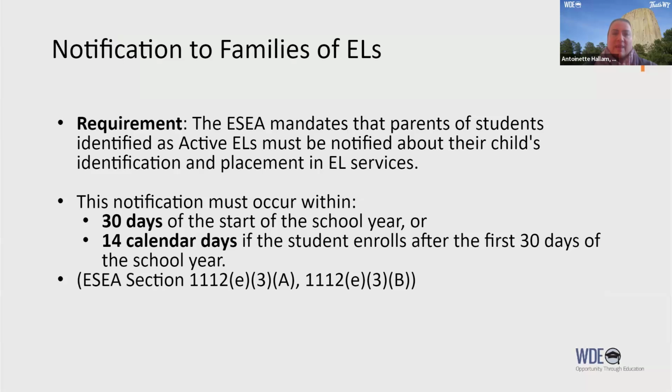Notification to families of ELs. ESEA mandates that parents of students identified as active ELs must be notified about their child's identification and placement in EL services. This notification must occur within 30 days of the start of the school year, or 14 calendar days if the student enrolls after the first 30 days of the school year. Important to note that the timeline for notifying parents of their child's identification and placement in EL services aligns with the timeline for actually identifying the students in the three-step process.